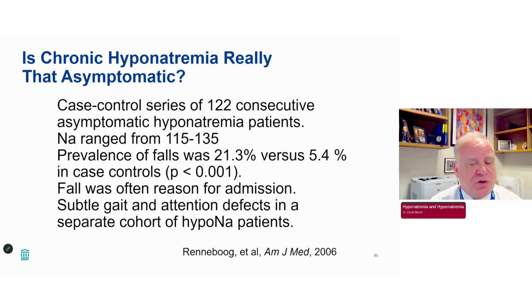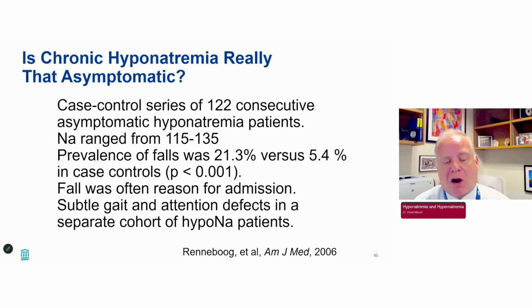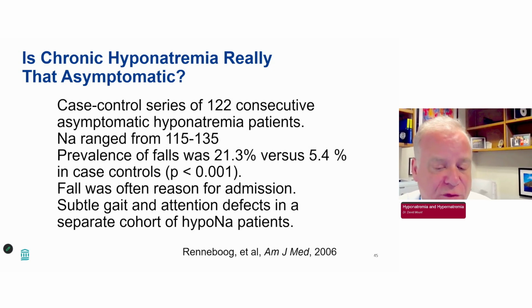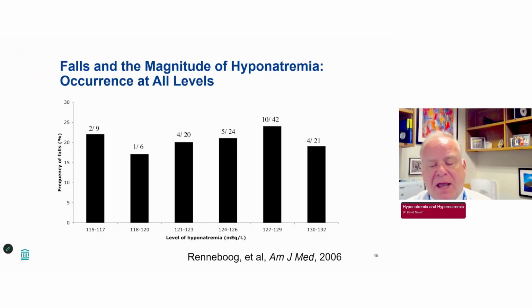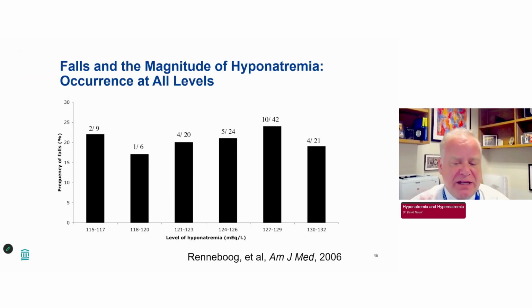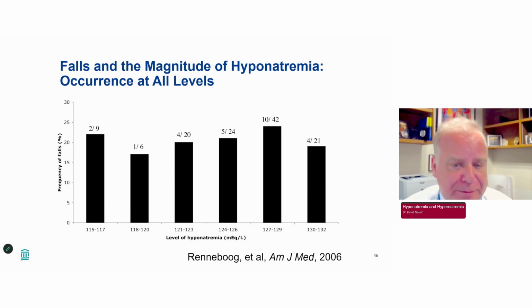It was a case control series of 122 consecutive asymptomatic hyponatremia patients who had variable sodiums, but they had a very high prevalence of falls. These were patients that had been seen in a medical ER, and the fall was often the reason for admission. They had subtle gait and attention deficits in a separate cohort of hyponatremia patients who were studied when they were hyponatremic and then when they corrected. And the falls didn't seem to have any dose relationship with hyponatremia.